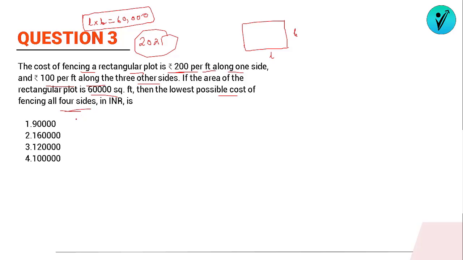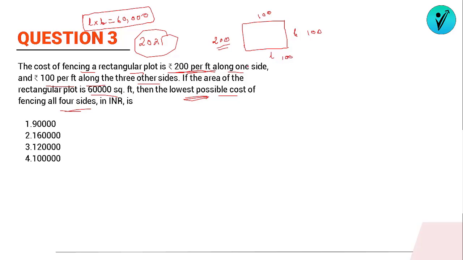Then the lowest possible cost of fencing of all 4 sides is... So what we have to get, what will be the lowest possible cost of fencing? Now see, since we have to minimize the cost of fencing, the 200 rupees per feet along one side, I will not be keeping this 200 for the longer side. The one side for which 200 rupees per feet is charged, I'll try that it has to be a smaller side because I have to keep my rates minimum. So suppose to fence this, the rate is 200. To fence this, the rate is 100, and to fence this the rate will be 100.